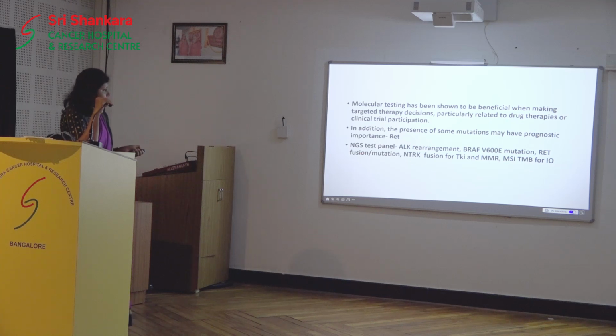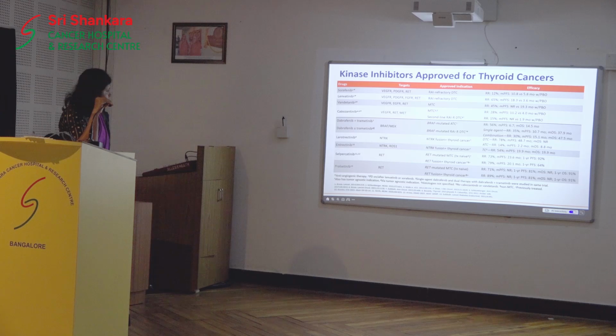And this is the present NGS test panel that we all have to test, as prescribed by NCCN and ESMO guidelines as well, where we need to check for ALK rearrangement and BRAF V600E mutation. It is not the complete panel of BRAF, it is the V600E mutation, RET fusions, NTRK fusions, and for amenability to immunotherapy, the NGS should include MMR and TMB as well. So all these can be tested by a broad NGS panel, or we can specifically do FISH or PCR panels based on the institutional preference.